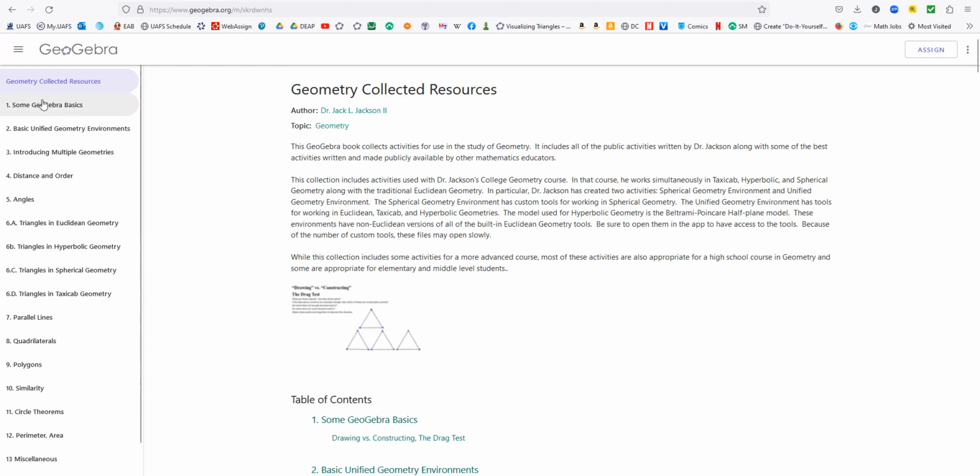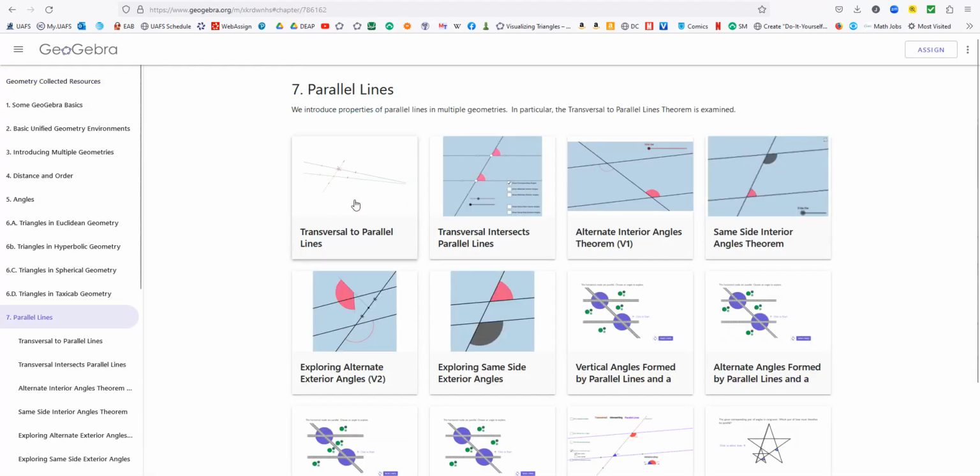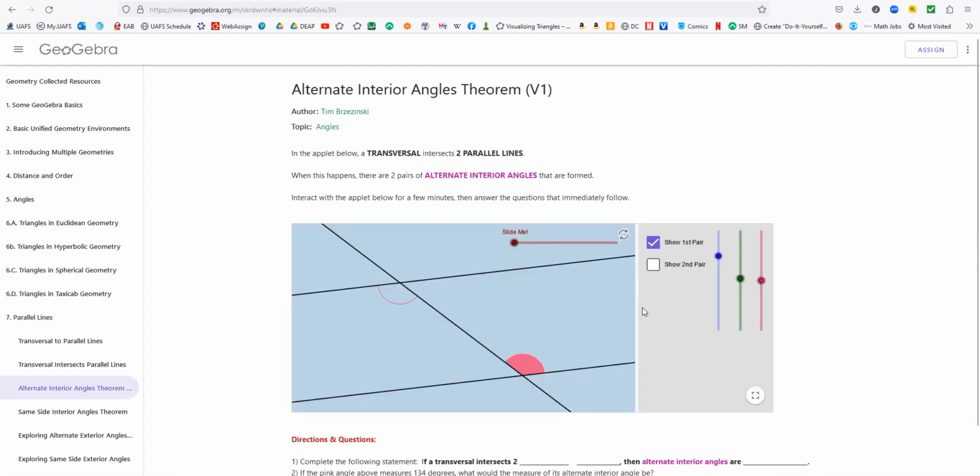So if you go to my geometry collector resources and go to parallel lines, this is my transversals to parallel lines thing that we've done. And here are some other things that are related to it. This, for example, is showing you that when you have parallel lines, the alternate interior angles are congruent. There's the other pair, parallel lines, alternate interiors are congruent.